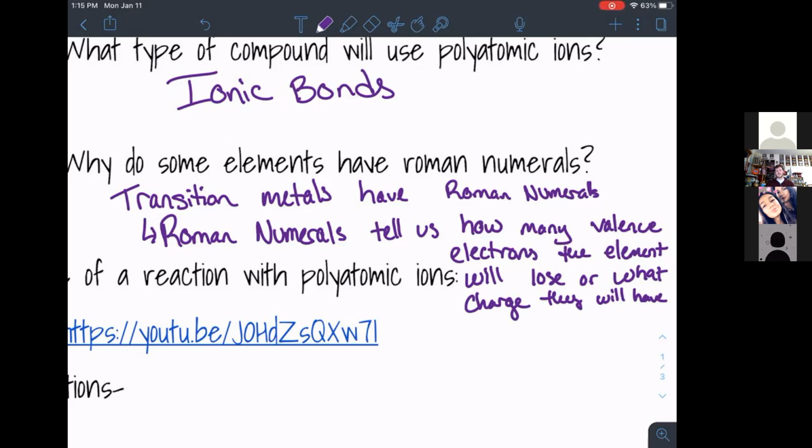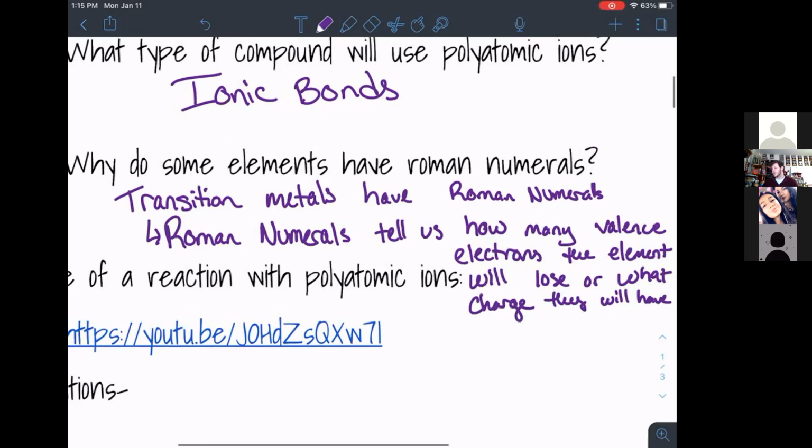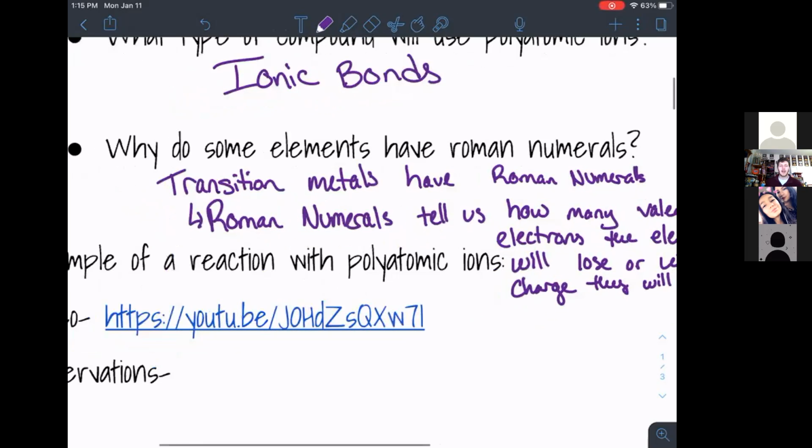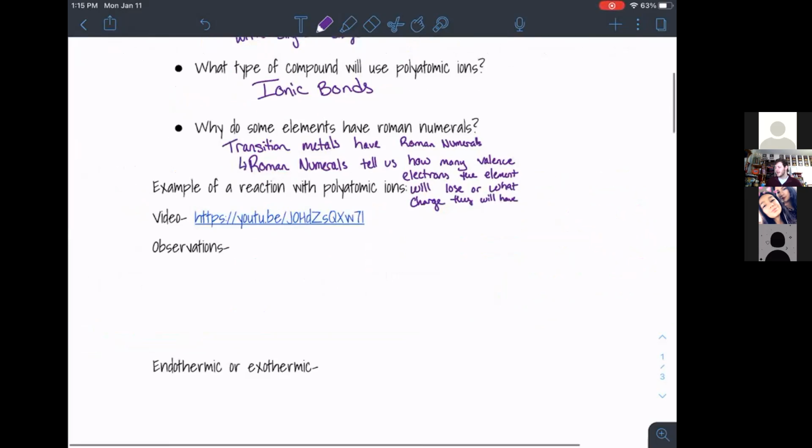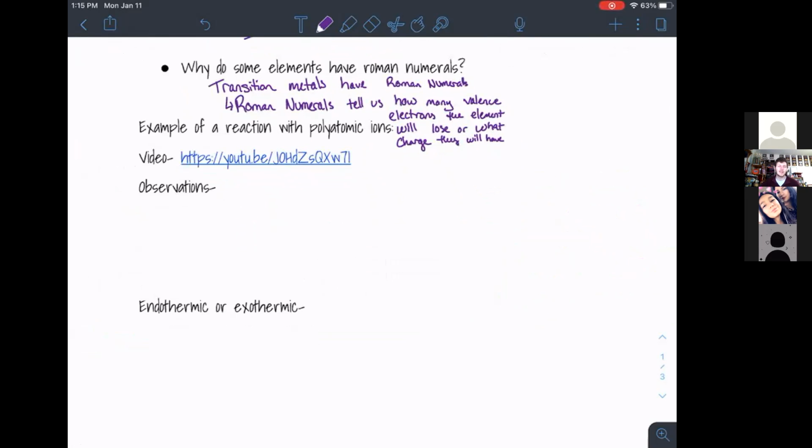So we're going to watch a video and then I'm going to let you work for about 2 minutes to make observations and then identify if the reaction we watch is endothermic or exothermic. Before we do that, I need you to remember the difference between endothermic and exothermic. That was the last thing we covered last semester. Can anybody refresh my memory as to what endo or exothermic reactions are? Exothermic releases the energy while endothermic gains energy.